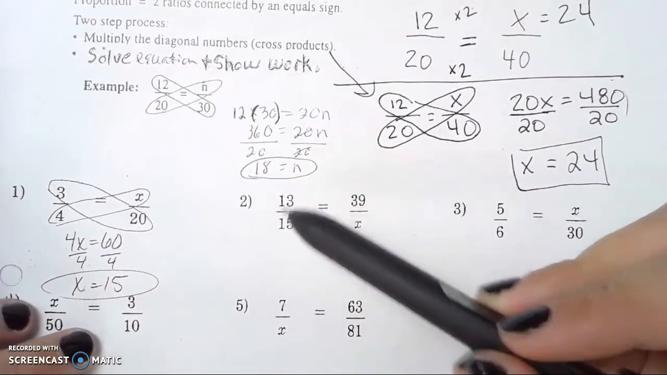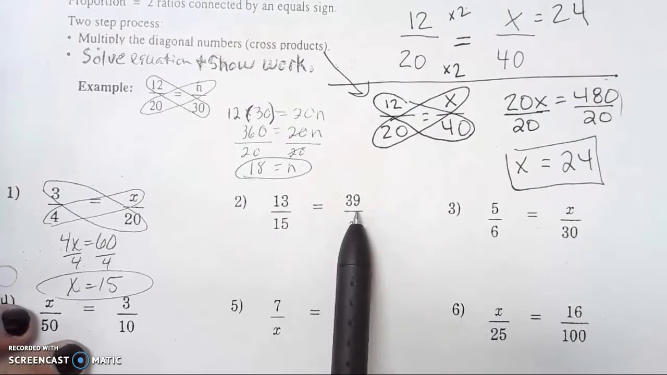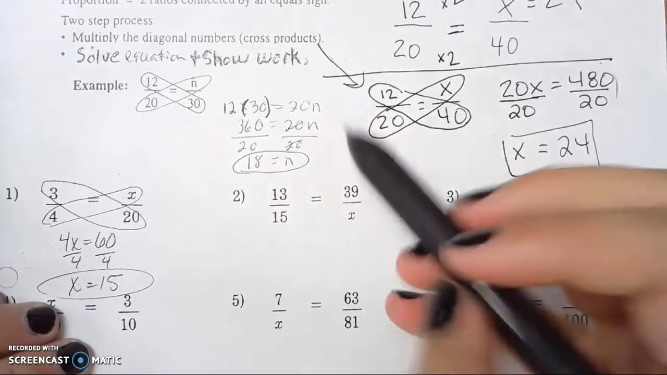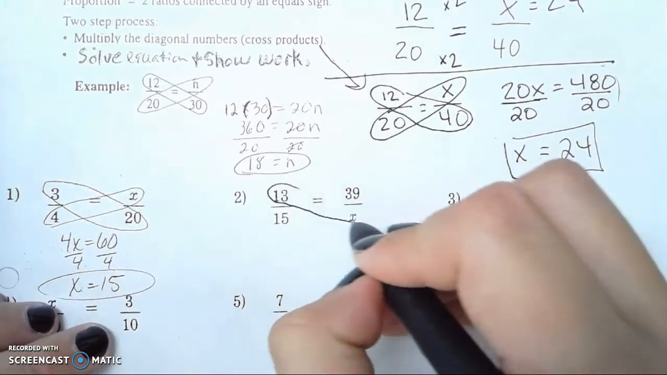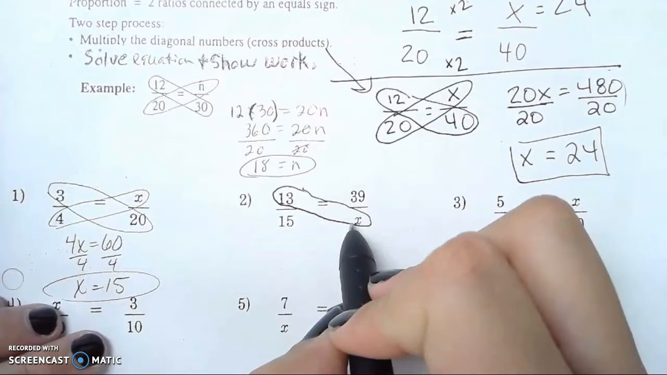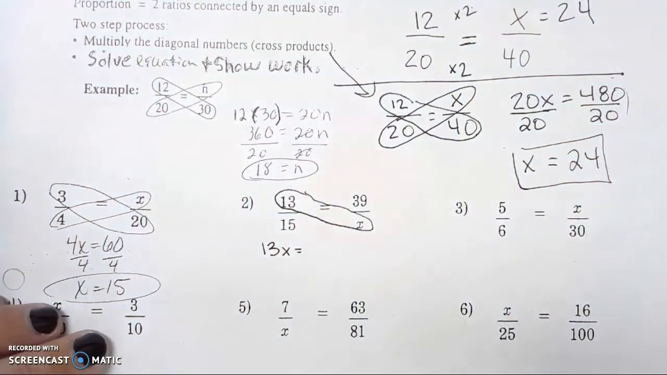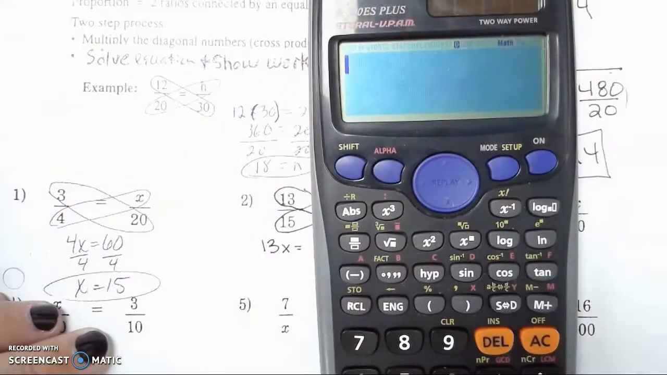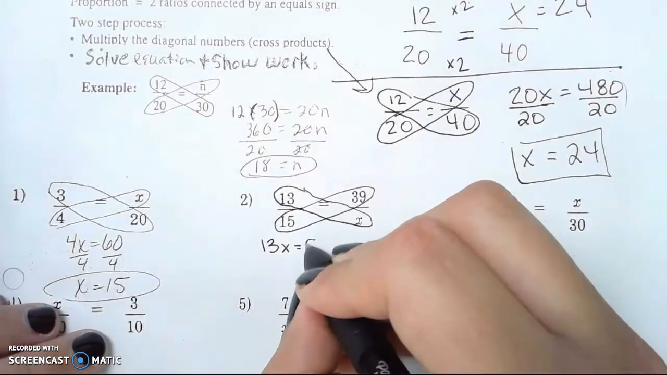So again, we will be using cross products to solve all of these problems. So with proportions, remember it's a fraction equals a fraction, and these two fractions will be equivalent to each other. And since we are trying to find x, we are going to use our cross products. So I am going to multiply my numbers across. So 13 times x would give me 13x. And then I can multiply my other diagonals. So if I were to take 15 times 39, that would give me 585.